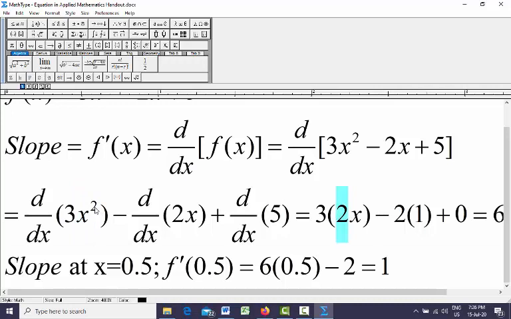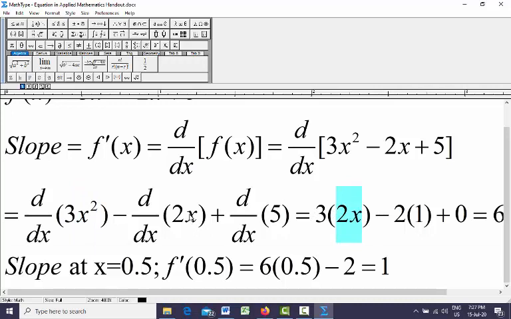And the existing power will be reduced by 1. So we have the existing power of 2. If it is reduced by 1, then we will have only power 1. As I said before, power 1 you may not need to write it, so we will just have x. So the differentiation of x square is 2x.